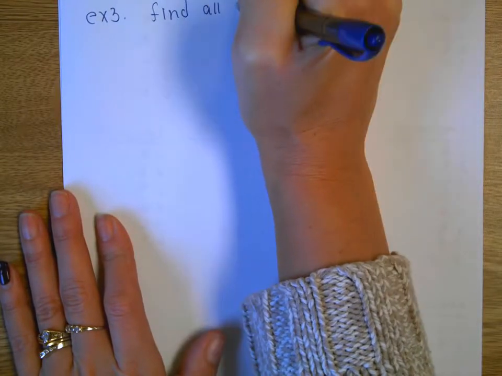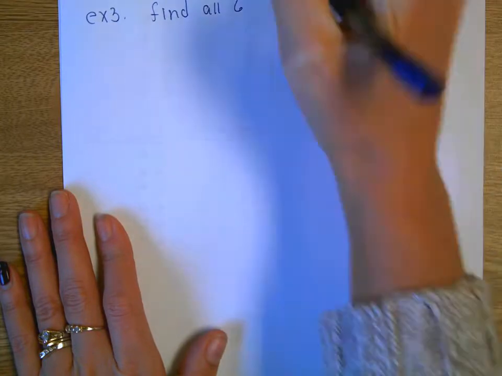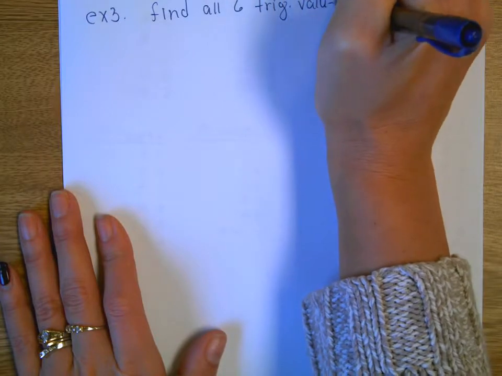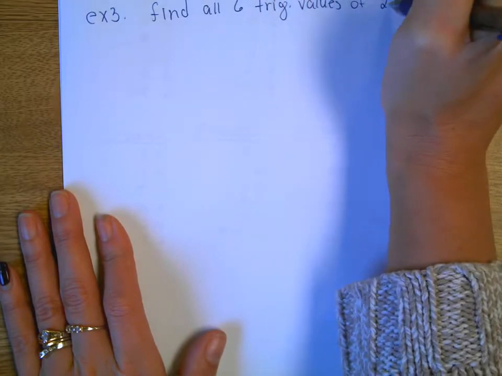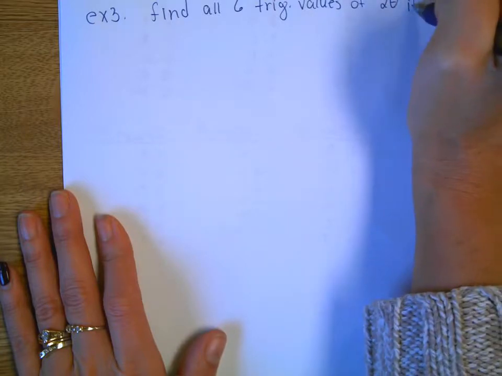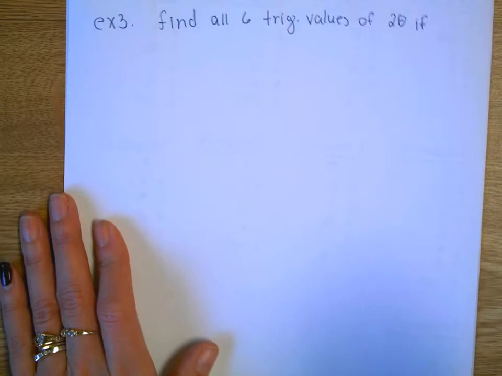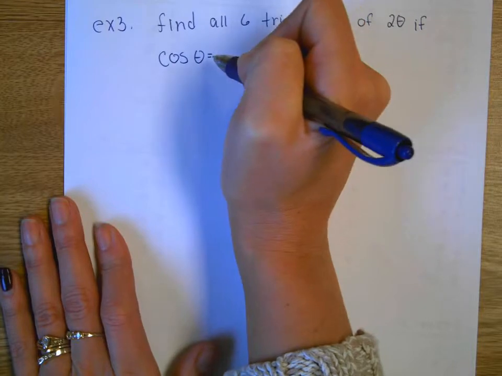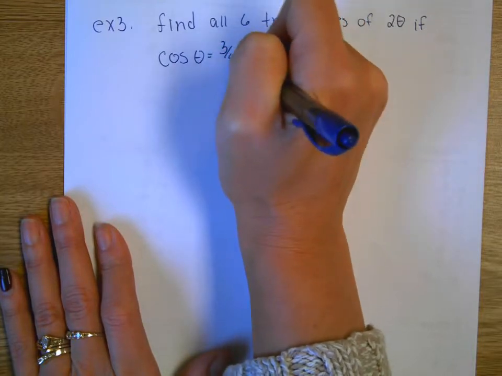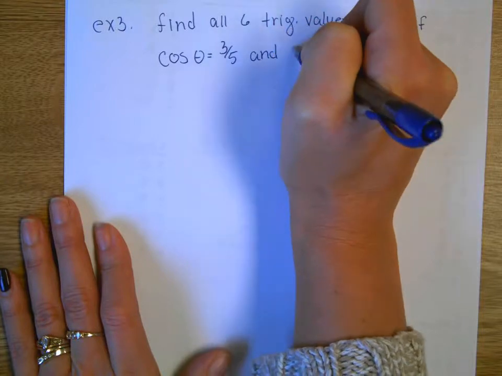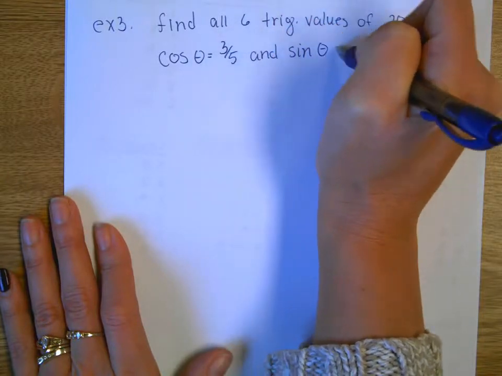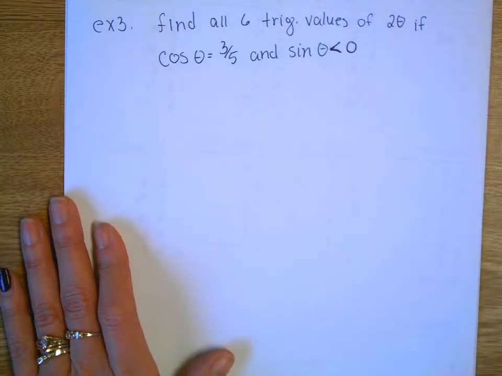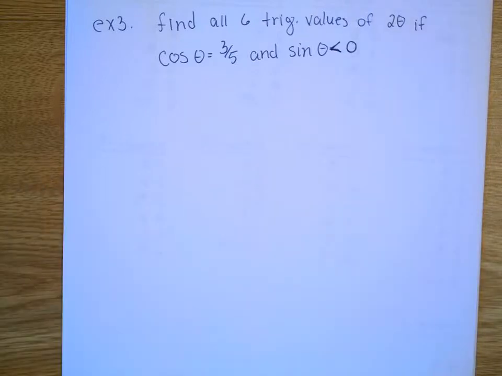Find all 6 trig values of 2 theta if the cosine of theta equals 3/5 and the sine of theta is less than 0. Okay.